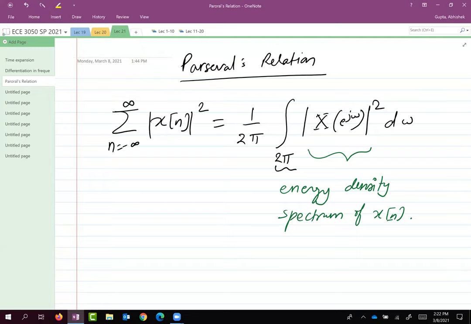We have done this several times. There's no new news here. You've seen this probably 5 times by now in this class. This is the total energy.